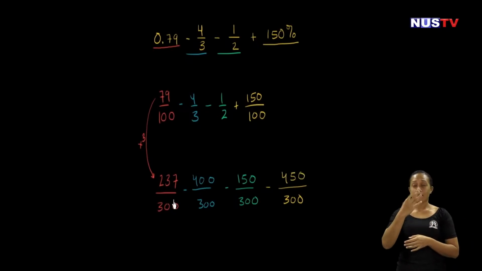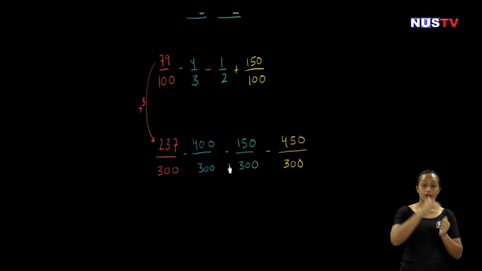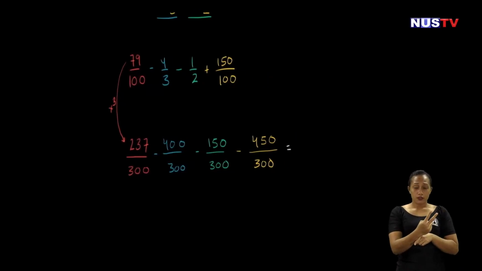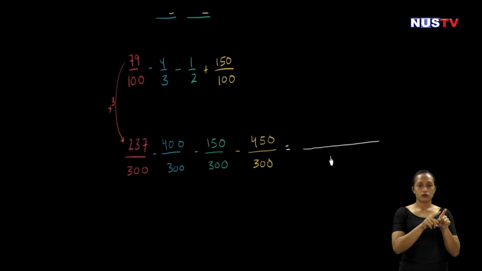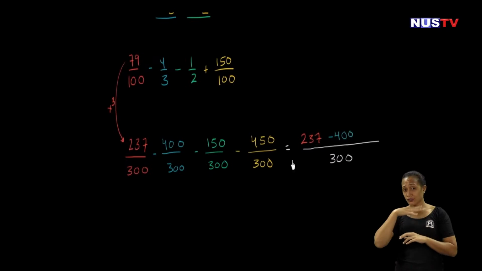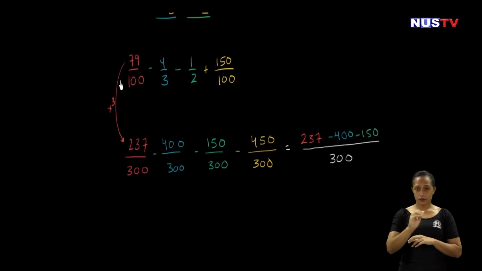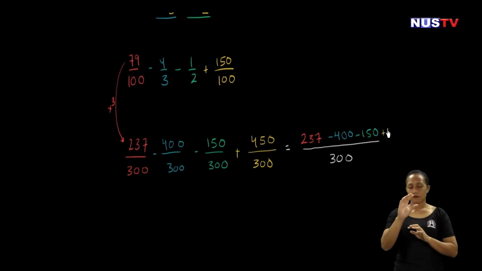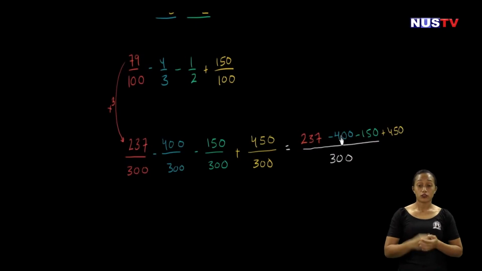So now we have the same denominator, and we can now add our numerators. So this is going to be equal to some stuff over 300. So it's going to be 237 minus 400 and minus 150, and this actually should be a plus right over here, plus 450. And so let's see if we could simplify this a little bit.